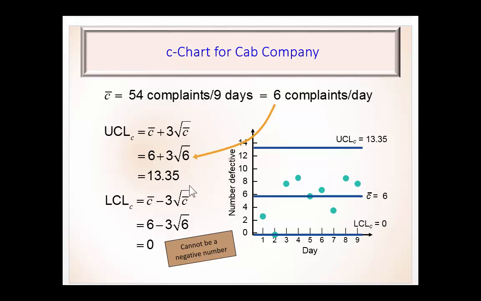It means that it's pretty much acceptable to get as many as 13 complaints in a day for this cab company versus expecting no complaints. And so if we get 13 in a day, hey, that's within what we expect, and it goes from 0 to 13 once again, because if we were to subtract 3 times the square root of 6, we would have a negative number, so we just roll that up to 0. We're not going to have negative complaints, of course, in one day. So this is a simple example, and then let me just show you one where we have to actually compute C bar.